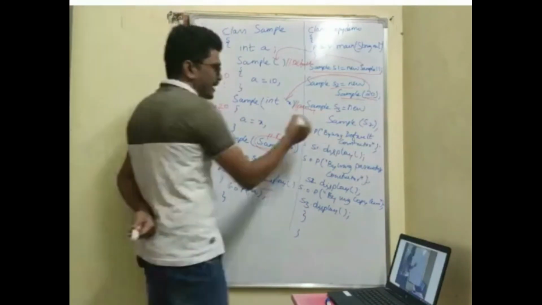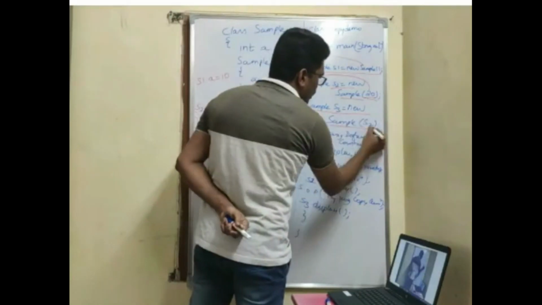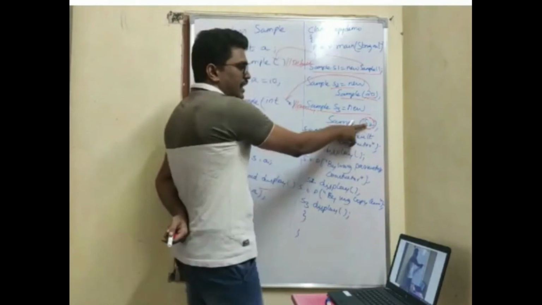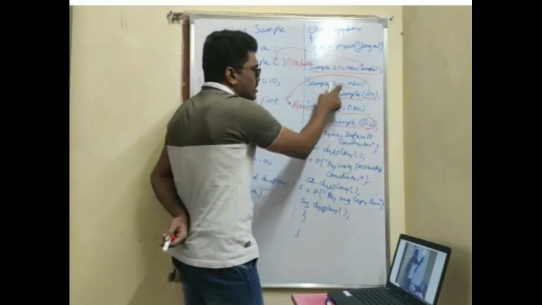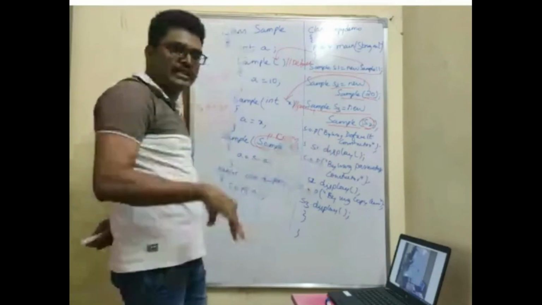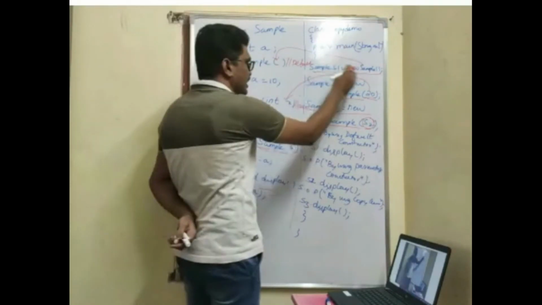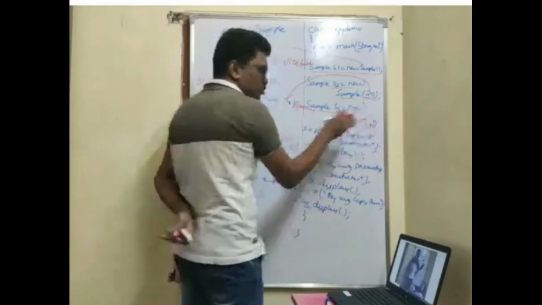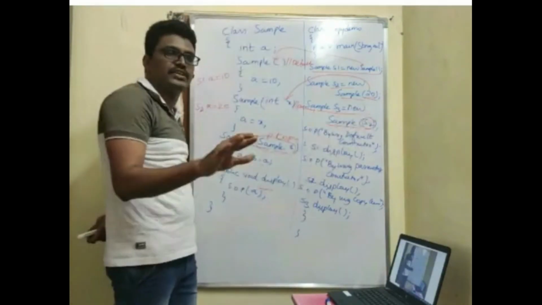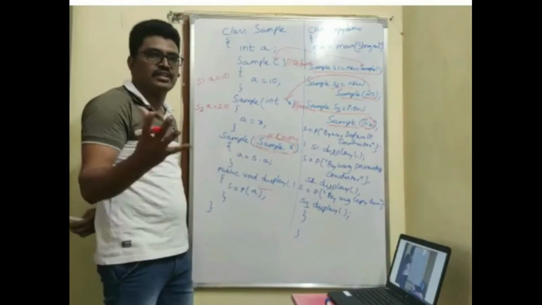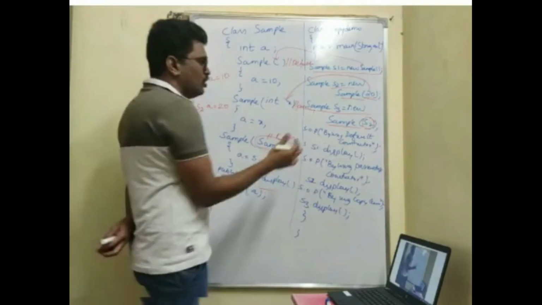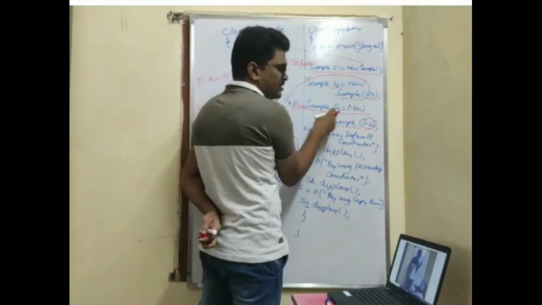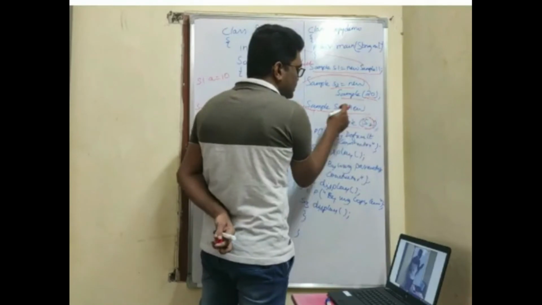Now you see here, Sample s3 is equal to new Sample of s2. Here, very important, see carefully. Here you can pass either s1 or s2, your wish. If I want to copy the contents of s1, I have to pass s1. If I want to copy the contents of s2, I have to pass s2. You should pass an object, and which object to pass is our wish. Whenever you pass an object, the contents of that object will be copied into s3. If I pass s2, s2's contents will be copied into s3.